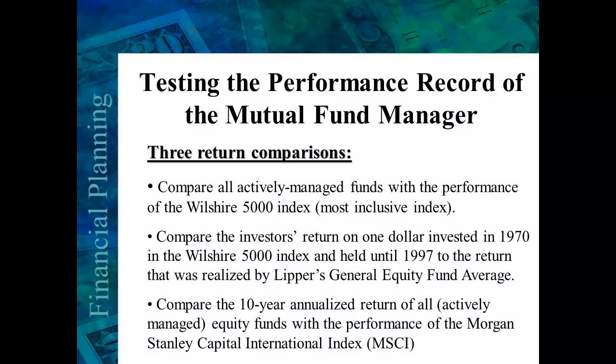Let's begin this evaluation by looking at three different comparisons. The first study compares all actively managed funds with the performance of the Wilshire 5000 index. The Wilshire 5000 is a total market index. The second study compares the investor's return on $1 invested in 1970 in the Wilshire 5000 index and held until 1997 to the return that was realized by Lipper's General Equity Fund Average. The third study compares the 10-year annualized return of all actively managed equity funds with the performance of the Morgan Stanley Capital International Index.